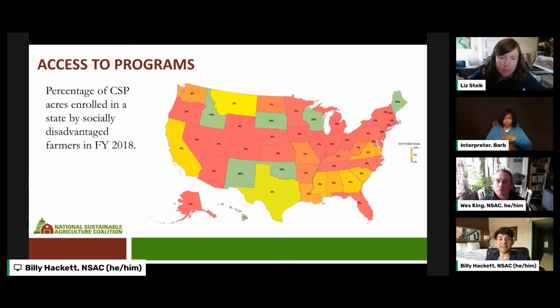You can see here that a majority of states have 0% of these socially disadvantaged farmers represented through the Conservation Stewardship Program. And those states who do have socially disadvantaged farmers represented are overwhelmingly at very small percentages of total enrollment of the program. And so that's just one concrete example of how socially disadvantaged farmers, BIPOC farmers, continue to be shut out of programmatic benefits through USDA and that are authorized by the Farm Bill.